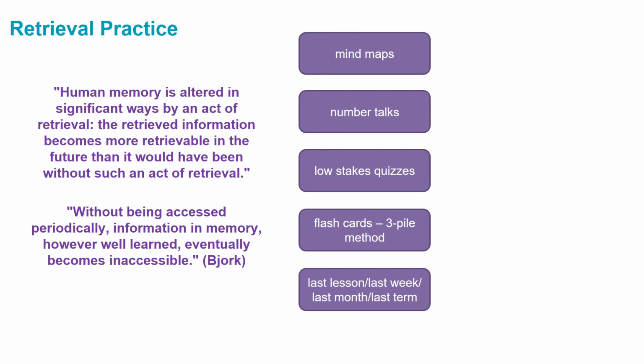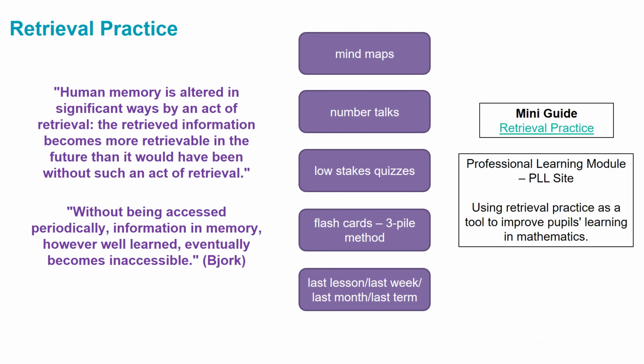Another method that can be useful is the three-pile flashcard method. This is where learning is added to different flashcards. Learners run through each flashcard, and as they do, they sort them into piles. An I know pile, I kind of know pile, and I don't know pile. This approach is probably most helpful for older learners who are studying for exams. And another method which we have seen successful is the last lesson, last week, last month, last term approach. This is where you pose questions regularly or provide tasks which access learning which has previously taken place.